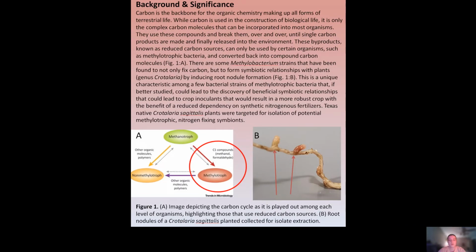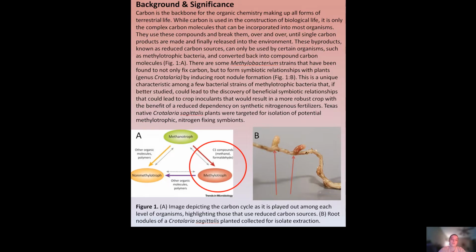When most people think of nitrogen fixation and the symbiotic relationship, they think of bradyrhizobium, which is used for crop inoculation of soybeans all around the world to facilitate the nutrient cycling and therefore reduce the dependency on synthetic nitrogenous fertilizers. But one thing they don't consider is the great importance of carbon.